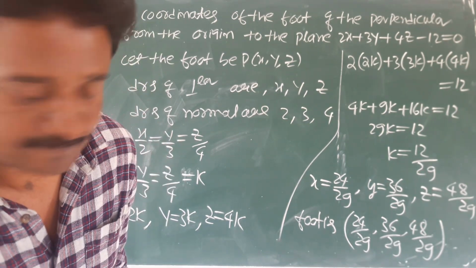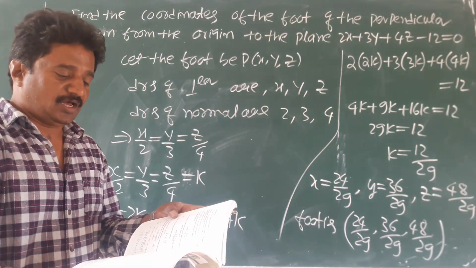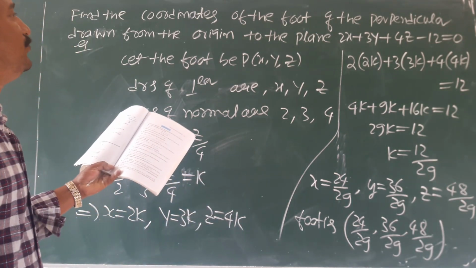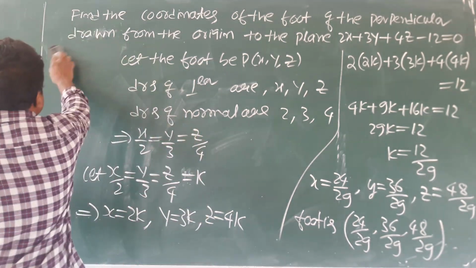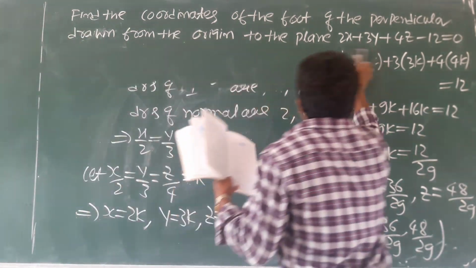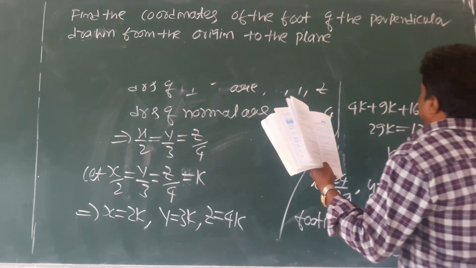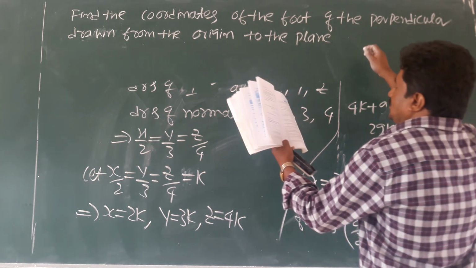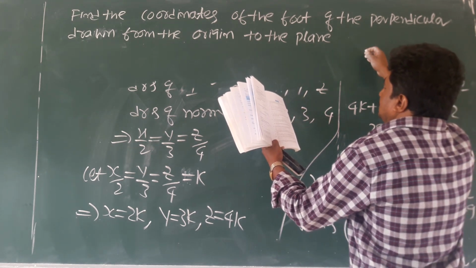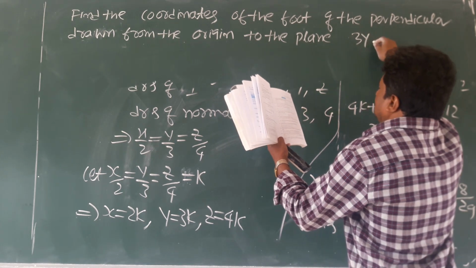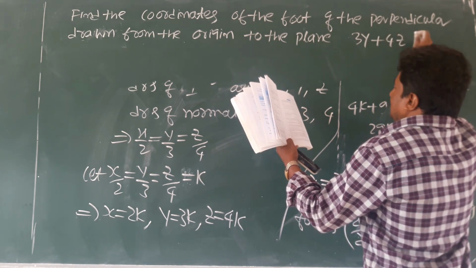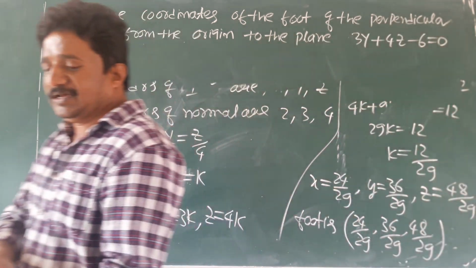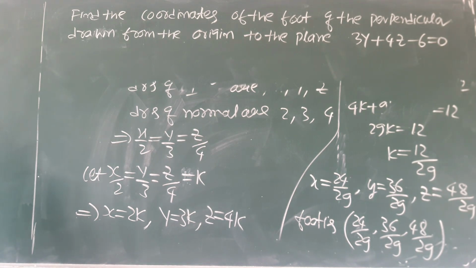So write. Next question, students. You solve one more question of the same type. Find the coordinates of the foot of the perpendicular drawn from the origin to the plane 3y plus 4z minus 6 is equal to 0. Solve that, students. Same type of question.